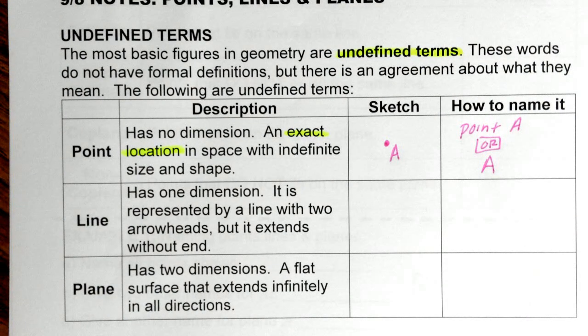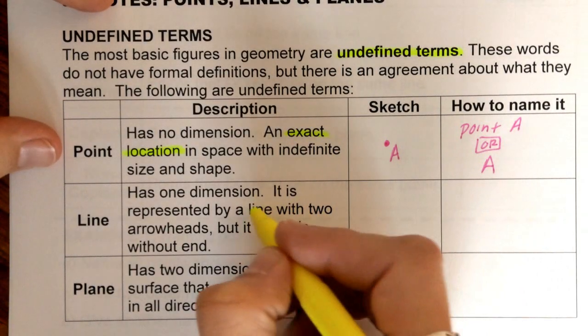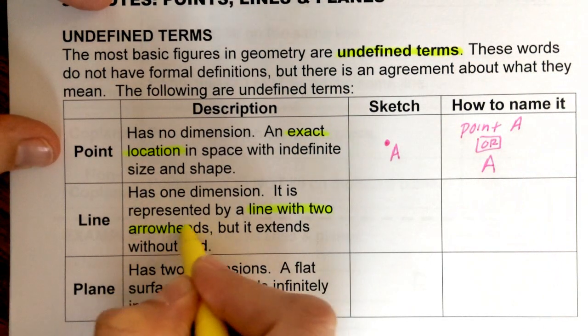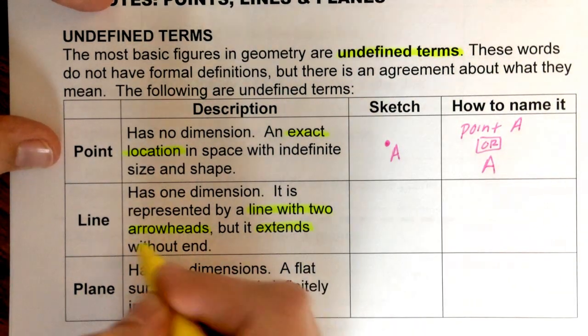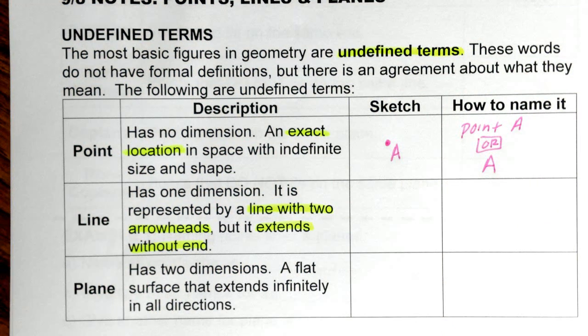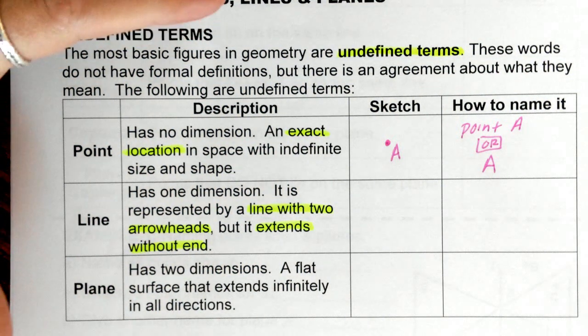Your line has one dimension. Okay, it's going to go one direction. So you've got 3 dimensions, your X, Y, and your Z. It's going to have one dimension. It's represented by a line with 2 arrowheads. And it's going to extend without an end in both directions. It will never, ever end in either direction.